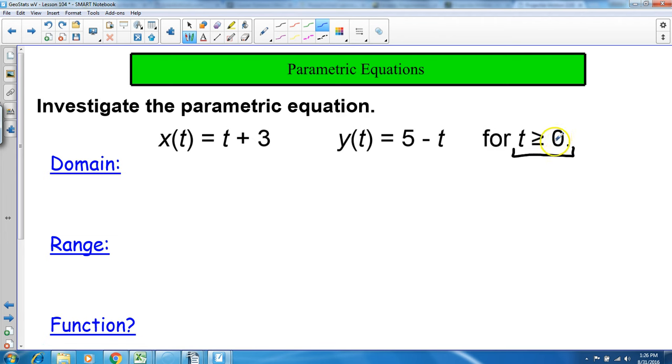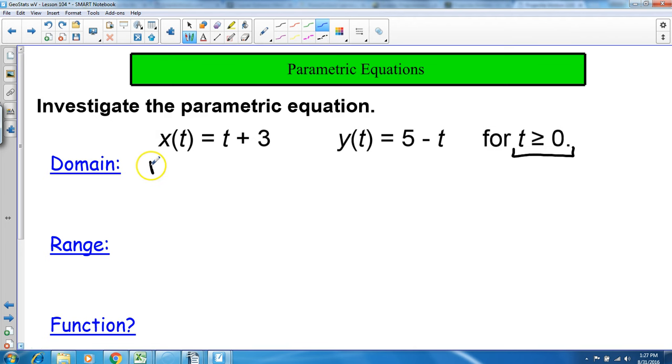A lot of times, anytime you talk about parametric equations where time is the parameter, you're going to look at a scenario where time is greater than or equal to 0. You're going to start measuring whatever these two values are at a time of 0, moving forward in the positive direction. So what we want to do is think about the domain and range of these two equations individually based on the parameter time.